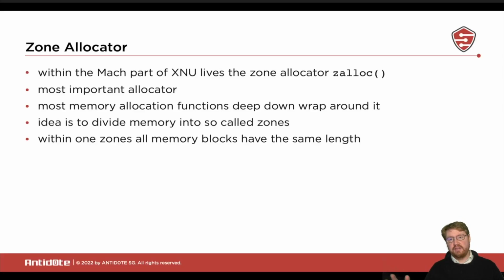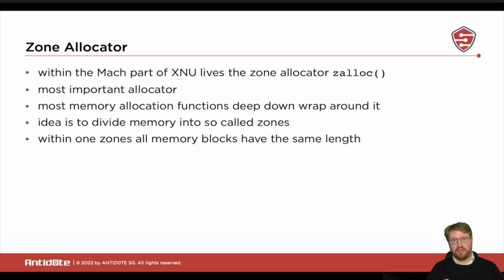Basically, when you look at the XNU kernel, we have a bunch of allocators there, but the most important allocator is actually the so-called zone allocator. It is implemented in the mach part of the kernel and basically powers the zalloc and friends allocator functions. And it is the most important allocator because when you look at the other allocation functions, you will realize that they, deep down, just wrap around the zone allocator in various ways.